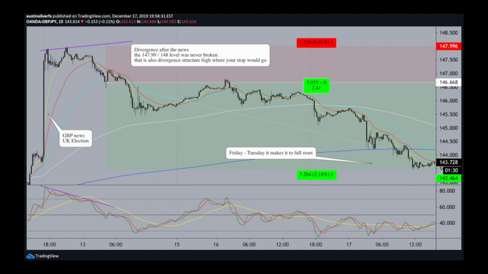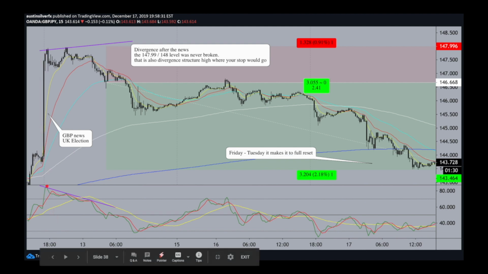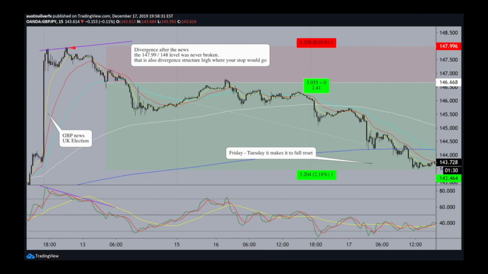Now, this is a divergence entry off the top, so it's D2 off the top as we were in an uptrend. So you see the huge 300 pip, 400 pip candle on the GBP news. That created divergence because the RSI went over 80. RSI naturally is going to have to fall at some point from that. Price action did jab a little higher. It broke the 50 EMA right before the New York session that day.